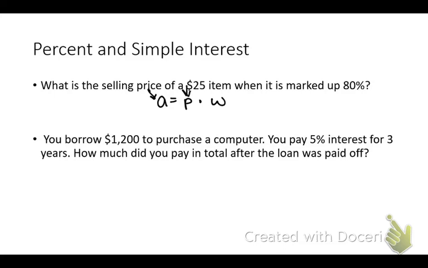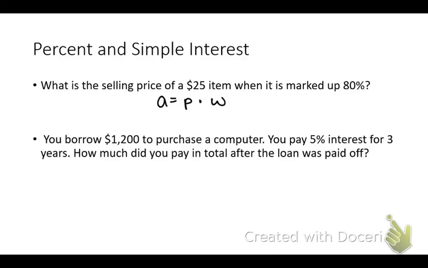P, this is important. P is the percentage that you pay. We'll talk about that in a second, how we're going to write that. W is the original cost of the item. All right, so now that we have a reminder of what each term means, what am I solving for? Am I solving for A, P, or W?